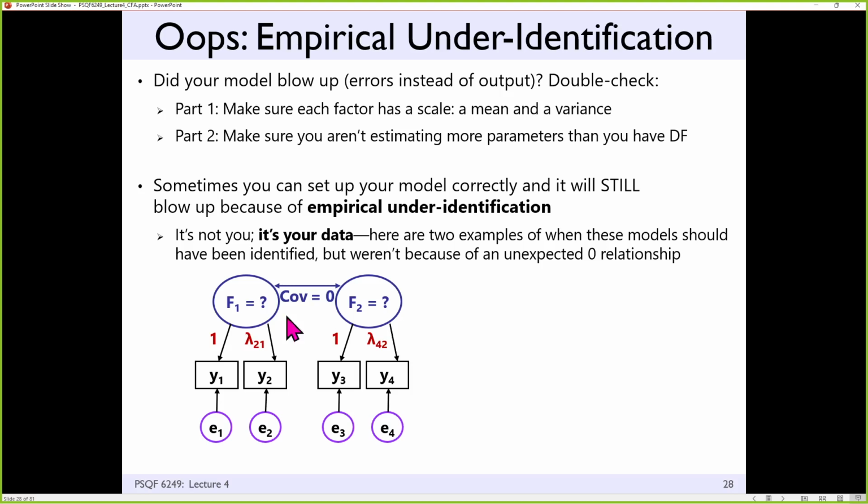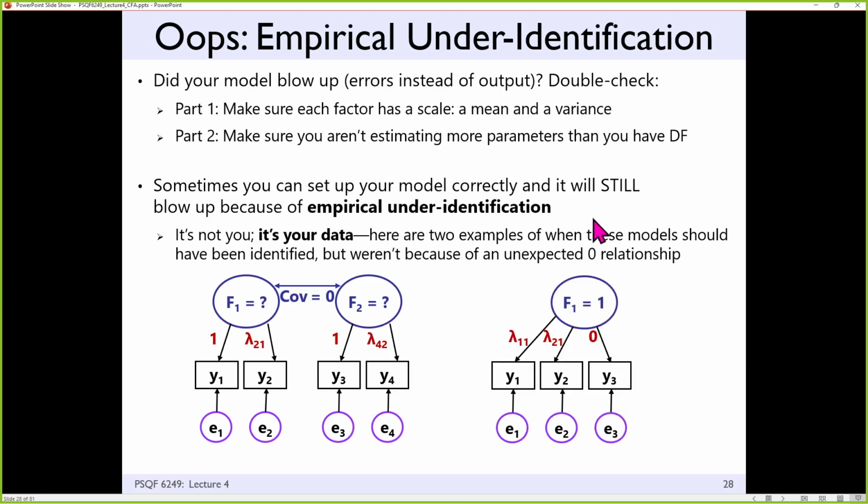I'll count them up again. What we've spent: 4 intercepts, 4 error variances, 4 loadings and factor variances. 1, 2, 3, 4, and then 1 covariance. That's where the 13 comes from. 14 possible, we got 1 left over, just barely over-identified. So this will break if there is no covariance between the two.